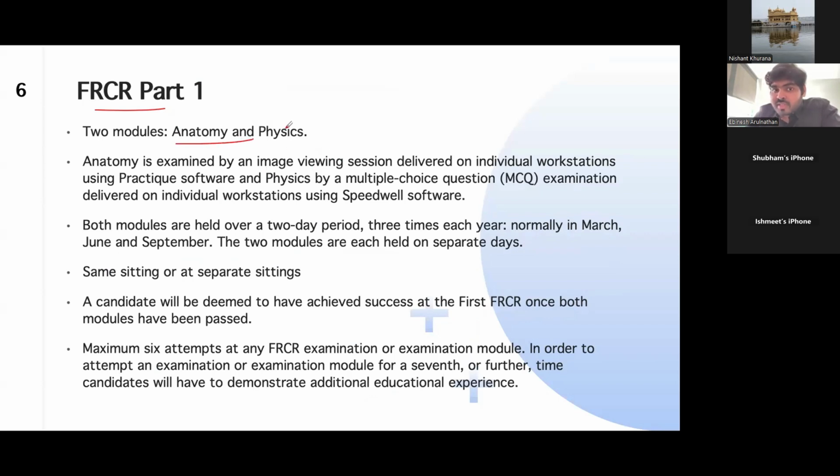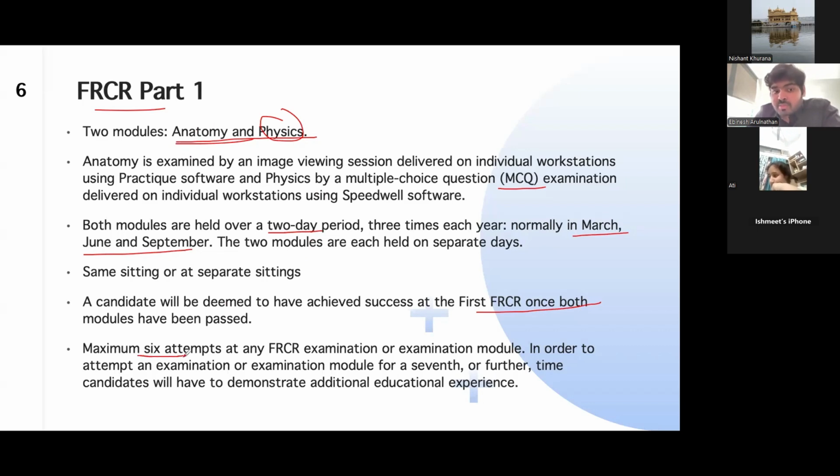Physics is all MCQs, as in it will be just true or false questions. It will be conducted over a 2 day period, so one day will be anatomy and the other day will be physics. We currently have three sittings: one in March, another in June, and another in September. You can sit both anatomy and physics together, or you can sit anatomy separately and physics separately. But to have cleared part one FRCR, you should have cleared both. To go to 2A, you should clear both anatomy and physics, or else you won't be allowed.